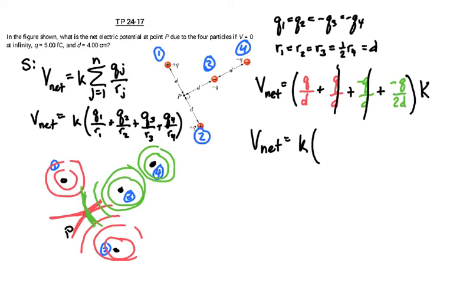I am left with 2q over 2d minus q over 2d. And now that I have a common denominator, I have 2q minus q. I'm left with just my 1q over 2d.